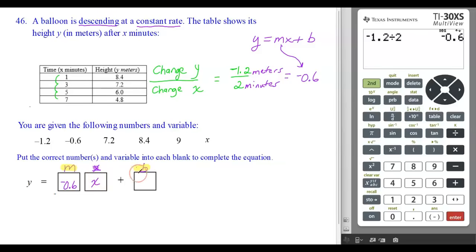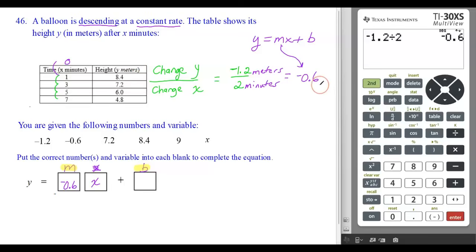Now we need to figure out the b. What does the b represent? Well, let me tell you. It represents the initial height of the balloon, or the height of the balloon at time 0. So I'm going to go back just 1 minute from 1 to 0. So notice here I was counting by 2, but from here to here is just a jump of 1 minute. So what do you think the height of the balloon would be at time 0?